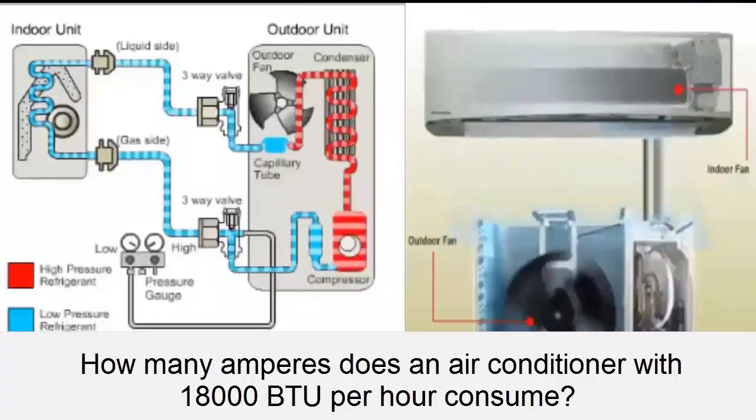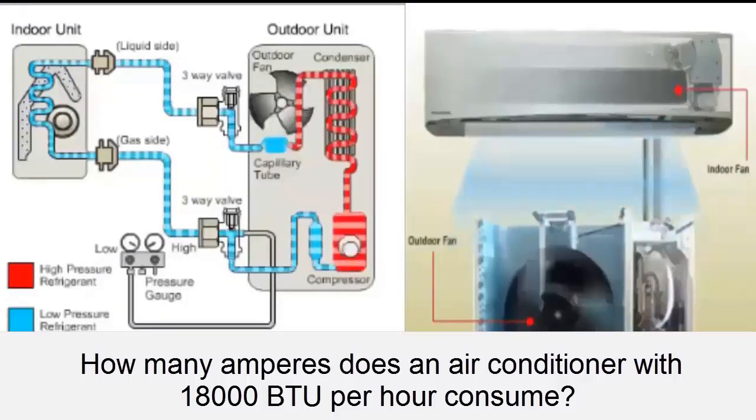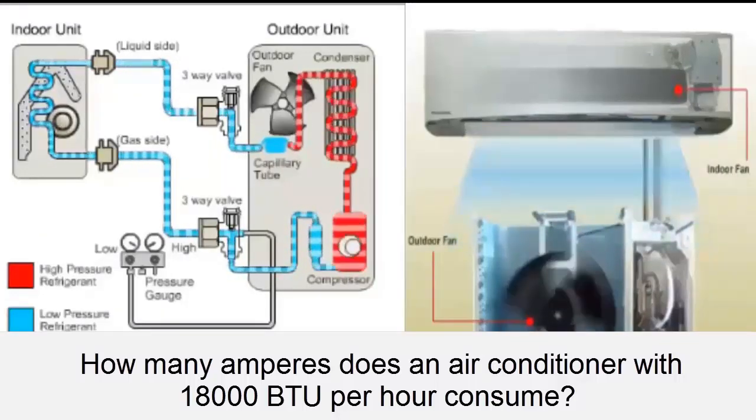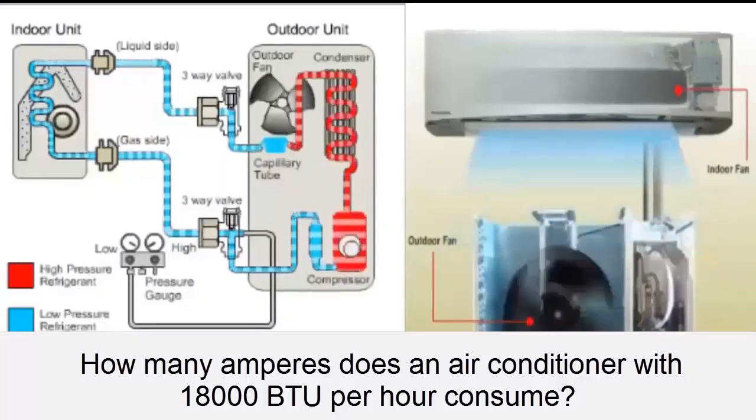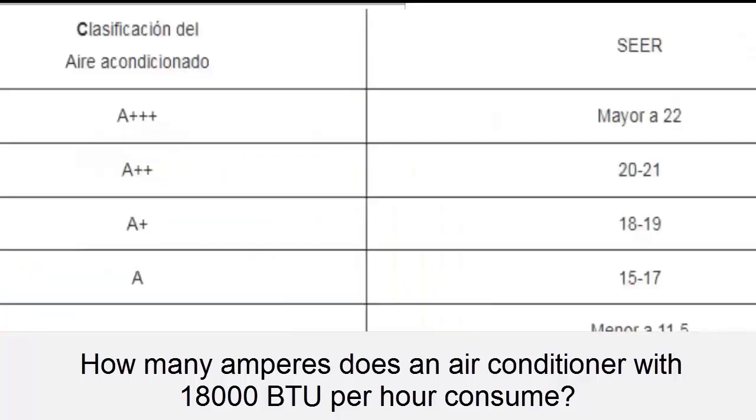Let's calculate this average current value, knowing the SEER, Seasonal Energy Efficiency Ratio, value. SEER is measured under various working conditions, with the same indoor temperature, but changing the outdoor ambient temperature from 18 degrees Celsius or 65 degrees Fahrenheit to 40 degrees Celsius or 104 degrees Fahrenheit.